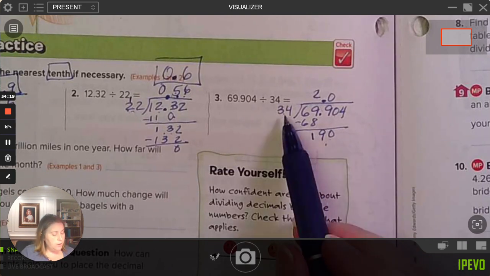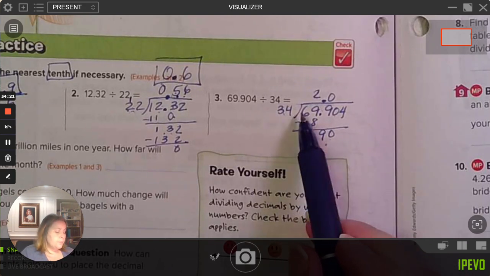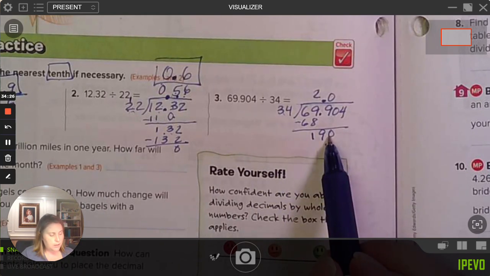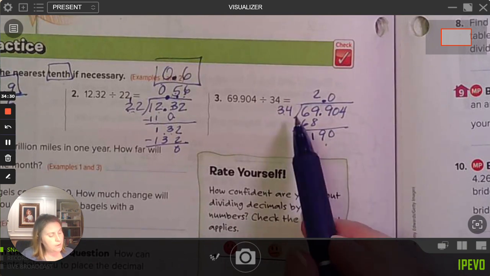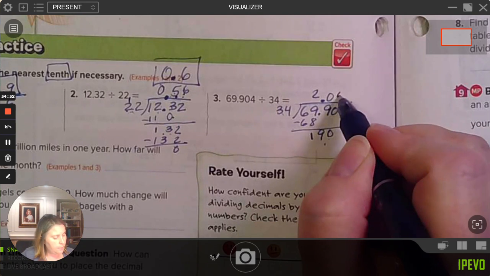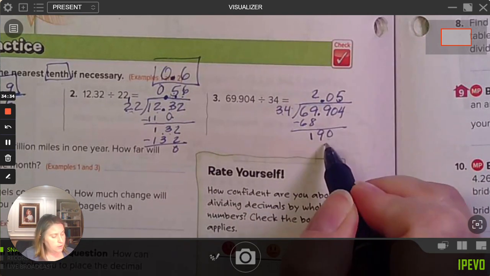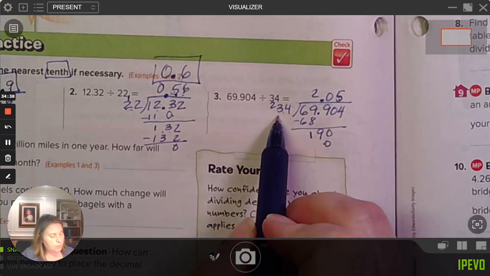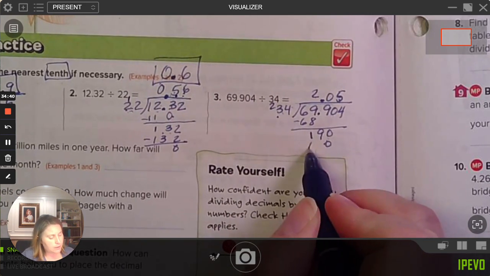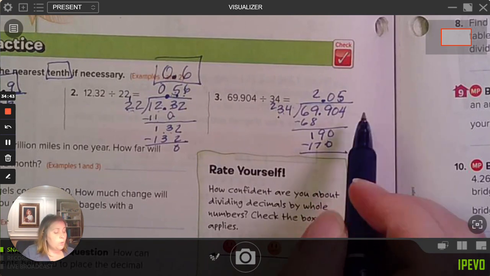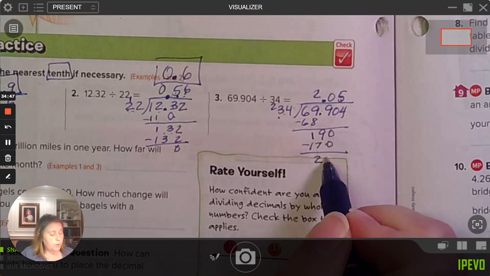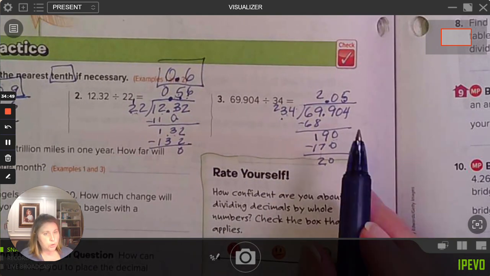Let's see. If I round that to 30, 30 times 5 would be 150. 6 would be 180, but this is a 4. I'm going to try a 5. It might be a 6, but let's try a 5. 5 times 4 is 20. Write the 0, carry the 2. 5 times 3 is 15, plus this 2 is 17. Yes, that was good. That was close. 190 minus 170 is 20. 20 is less than 34, so I know this was correct.